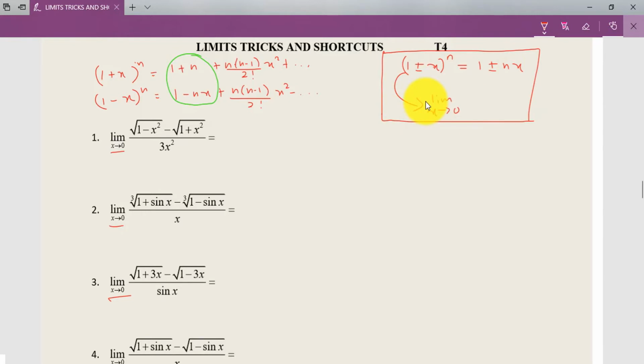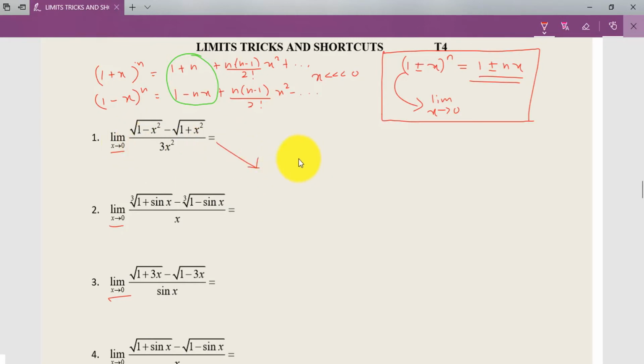Now talking about the higher power terms of x, the value of x is much less than 1, so I do not include them. For these types of problems, if I can make a given problem into this form, and provided the limit is x tends to 0, I directly write 1 plus or minus nx. Now I will evaluate the problems for you one by one. Let me take this first problem.